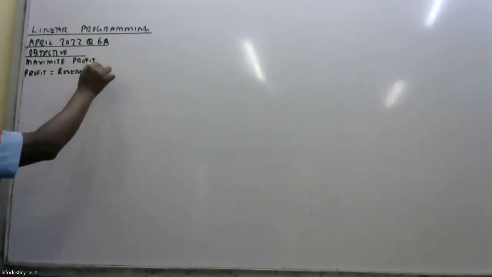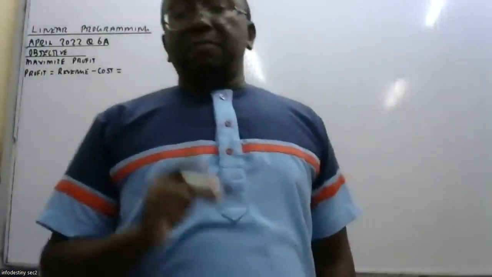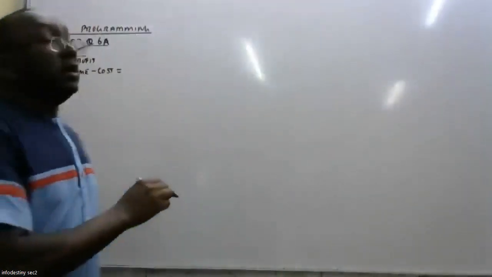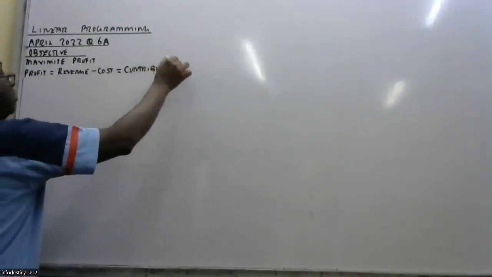And I told you, when you know it is profit, you need to write the general formula, which is revenue minus the costs. When we were in decision making, I told you profit is also known as payoff. But when you come to linear programming, profit is called contribution margin.